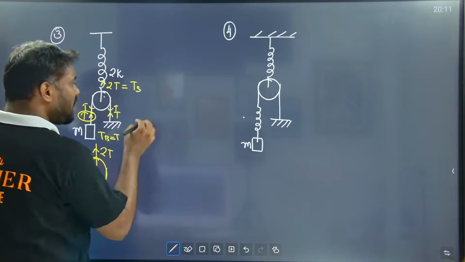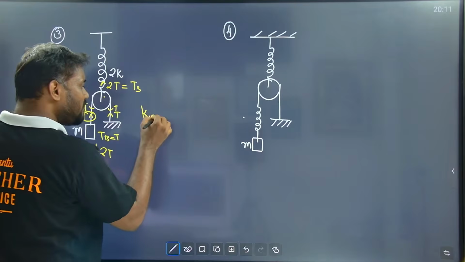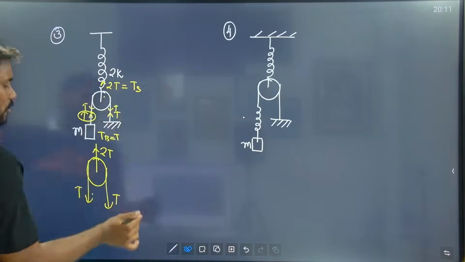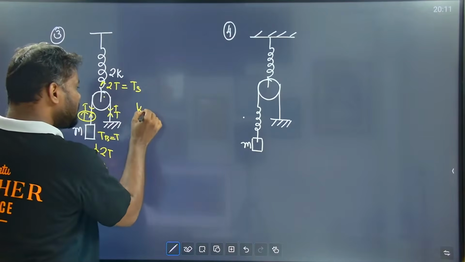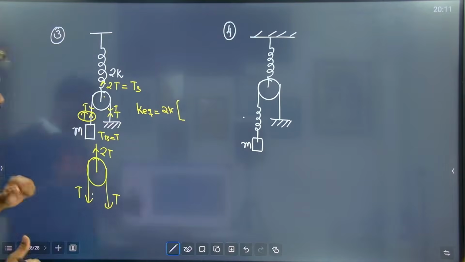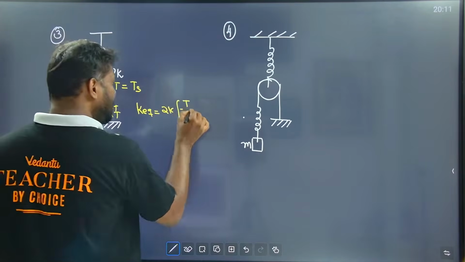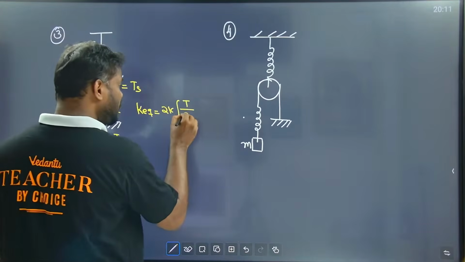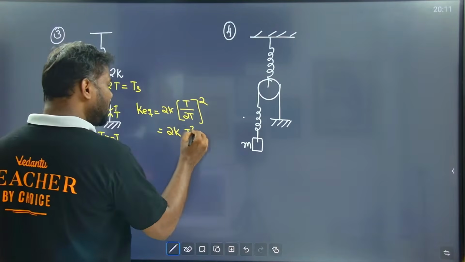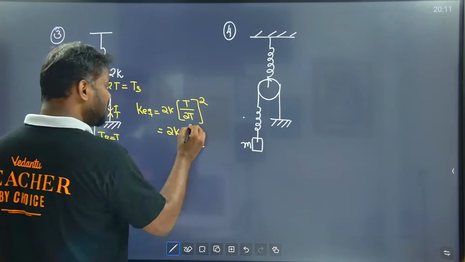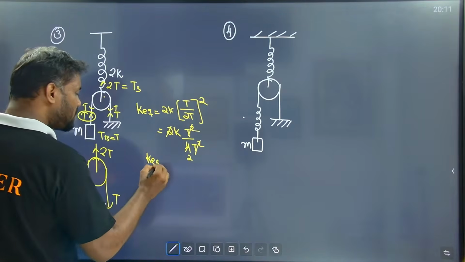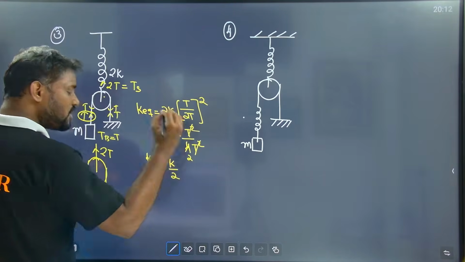Can we calculate k equivalence? K equivalence ஓட வேல்யூ சொல்லுங்க பார்க்கலாம். K equivalence equal to k into spring constant ஓட வேல்யூ, 2k ன்னு கொடுத்துட்டாங்க. So the K equivalence equals spring constant 2k into tension on the block, t, divided by tension on the spring, 2t, the whole square. So square பண்ணா 2k t square divided by 4t square. So the t cancels, the 2 cancels, k by 2. So k equivalence, spring constant, is k by 2.